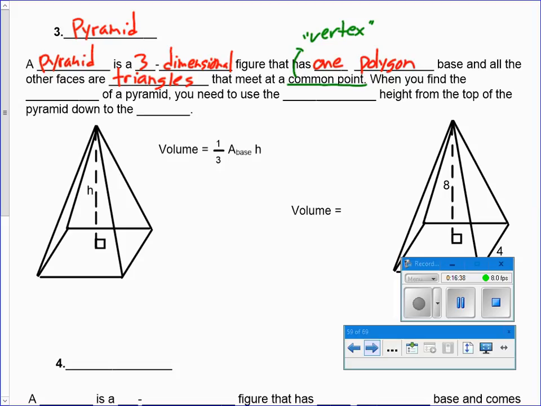So when you find the volume of a pyramid, you need to use the perpendicular height, just like we did with the triangles and the parallelograms and the trapezoid yesterday. You have to use the perpendicular height from the top of the pyramid, from that vertex, all the way down to the base. But it has to be perpendicular. That's where we see this right here, drops straight down. It's perpendicular, it meets the base at that 90-degree angle.